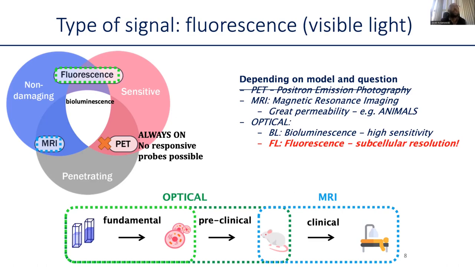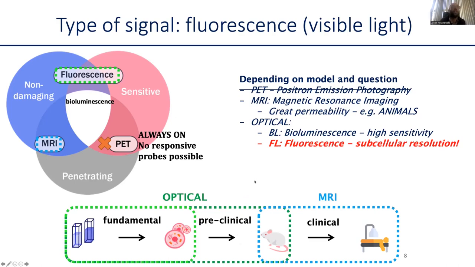On the other hand, optical imaging is of course limited by the fact that light does not penetrate our tissues that well. So it's usually used on simpler or thinner samples. Fluorescence in particular is used especially in cuvette-like research or in cells, while bioluminescence is often used in cellular and also small animal applications.